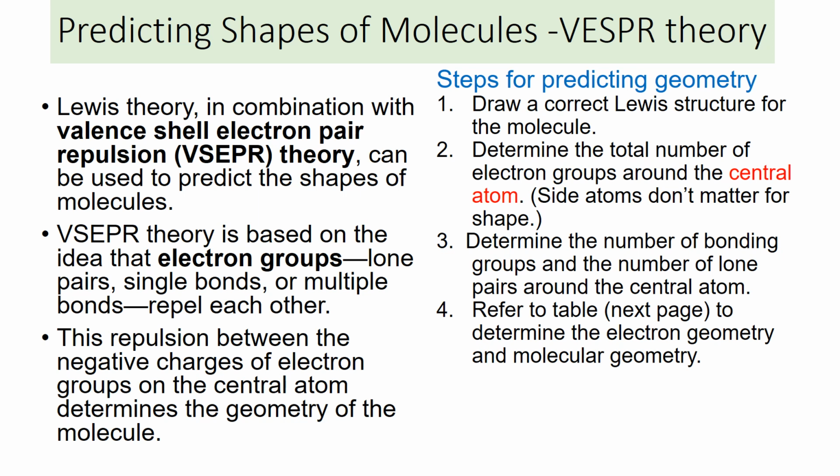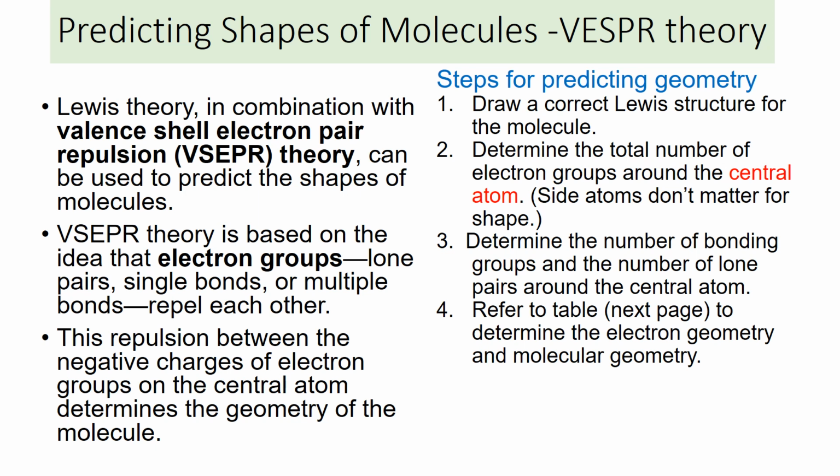We can use the Lewis structures to predict the shape of a molecule. The theory that determines the shape is a theory that electrons repel each other. It's the valence shell electron pair repulsion theory, and what it says is that each electron group wants as much space as it can get.